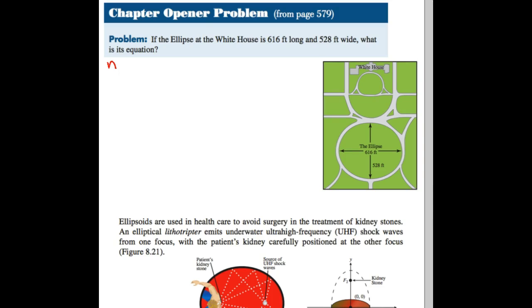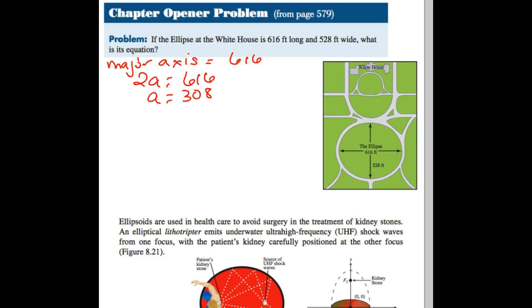So our major axis is 616 feet long. That is what length in terms of variables? The major axis from vertex to vertex is 2a, right? Because from center out to a vertex in either direction would be a units. So they're really telling us that 2a is 616, which means a has to be 308.